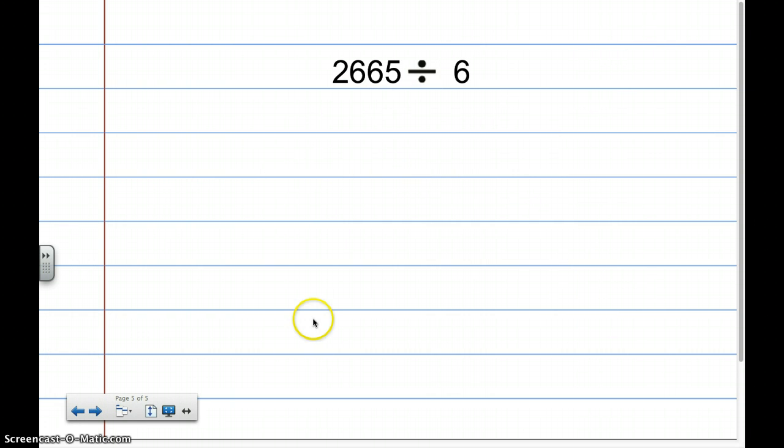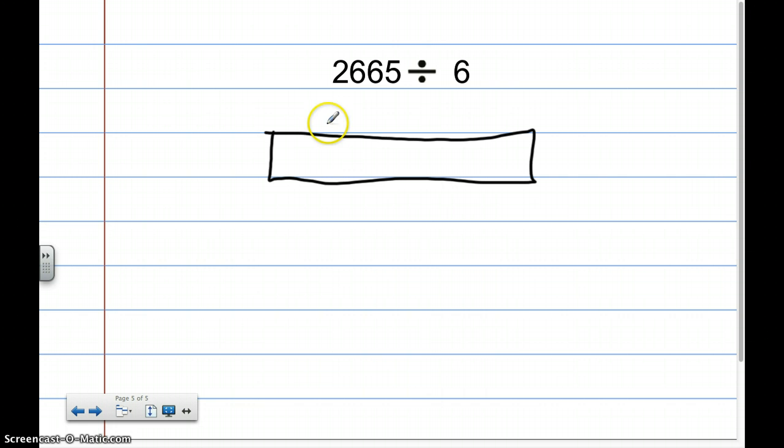Now, what if you have a problem that's all the way into the thousands? Well, now you need to see how many thousands, hundreds, tens, and ones. So this is going to be a challenge problem, and I want you to do this on the back and see if you can figure this one out by yourself. So if you have any questions, please let me know.